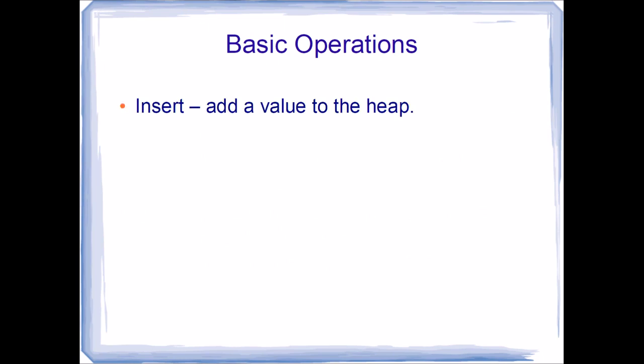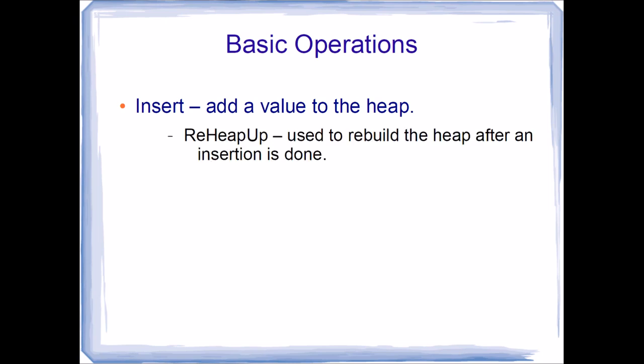All right, so here's some basic operations we'll define. Insert, we will add a value to the heap. Okay, now, after doing that, it could be the case that our heap no longer adheres to that fundamental property where the parent has to have a value greater than both of its children. So after doing an insert, we have to run an additional algorithm, and we'll call that algorithm the reheap up algorithm. And that algorithm is used to rebuild the heap after an insertion is done, making sure that that fundamental property of heaps is restored.